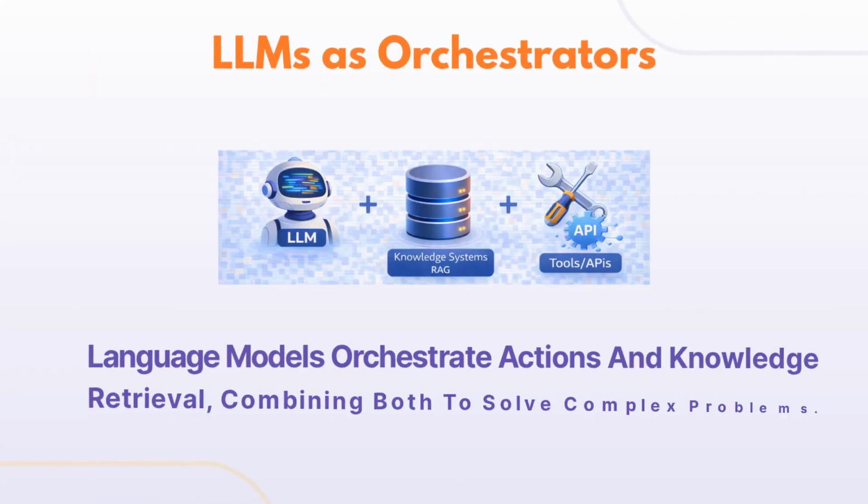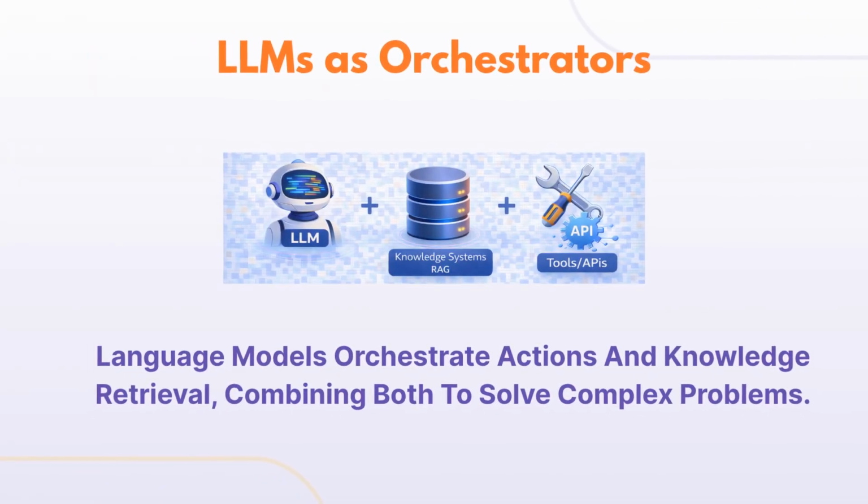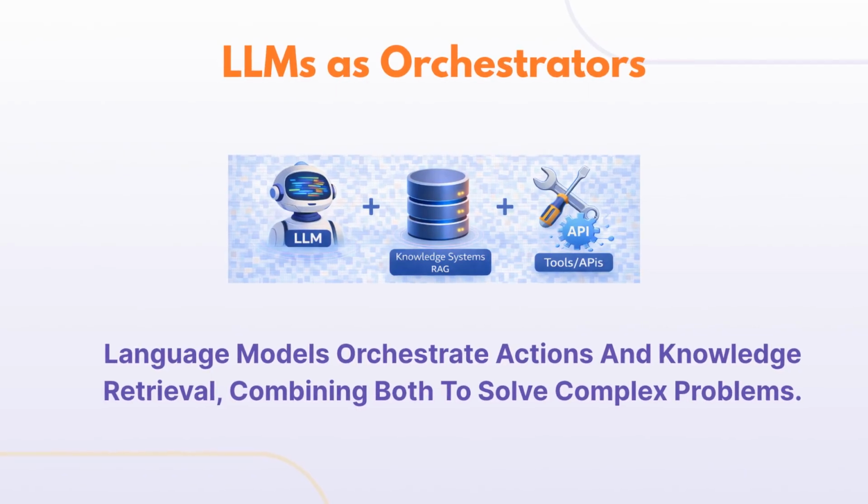In modern AI architectures, language models are not just text generators. They act as orchestrators. They decide when to retrieve information. They decide when to call tools. And they combine these capabilities to solve complex problems.